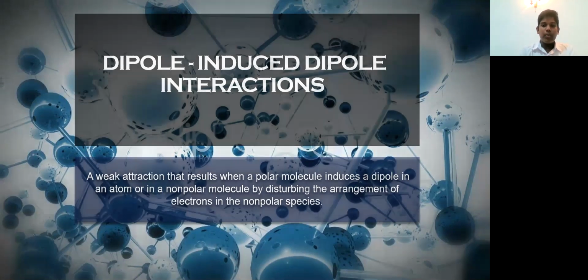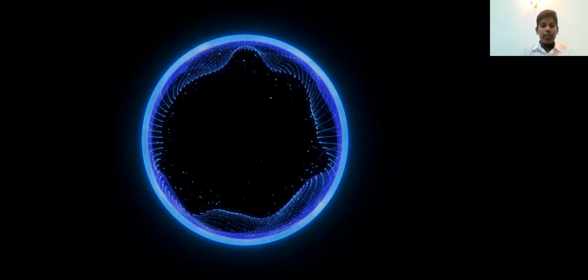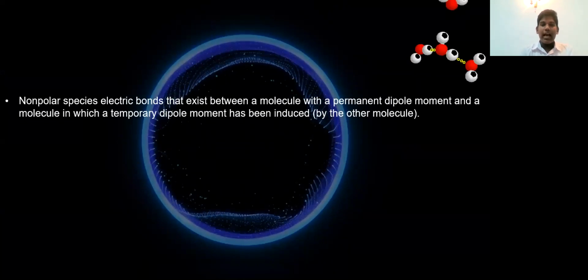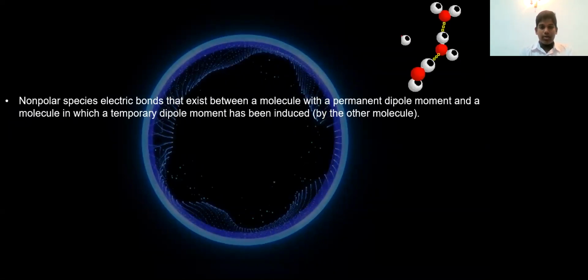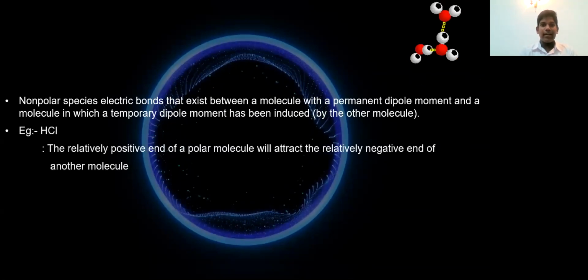Dipole and induced dipole bonds are those electric bonds that exist between a molecule with a permanent dipole moment and a molecule in which a temporary dipole moment has been induced by the other molecule. A common example that can be seen is hydrogen chloride.